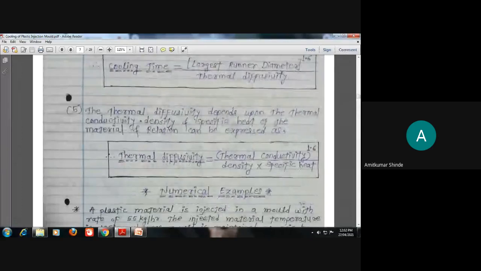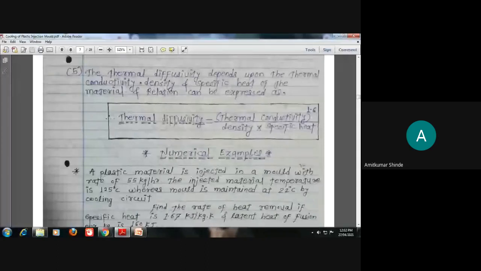Then different numericals depending on these five formulas are there: the rate of heat removal by the cooling circuit, how to calculate the weight of water, the two formulas for cooling time, and one formula for thermal diffusivity. This part is completed here. Then we will solve the numericals based on this in the afternoon session.